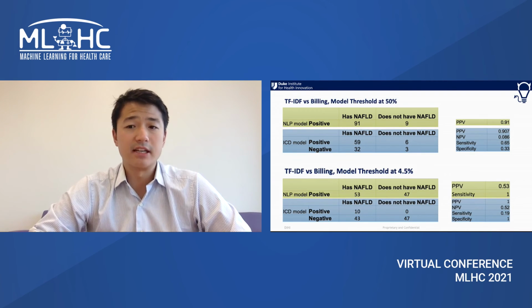Secondly, we randomly selected 100 patients from the model results at 2 thresholds. At 50%, indicating a NAFLD population of 3%, and a threshold at 4.5%, indicating a NAFLD prevalence of 22%. At both thresholds, our model identified more NAFLD patients than ICD coding alone.